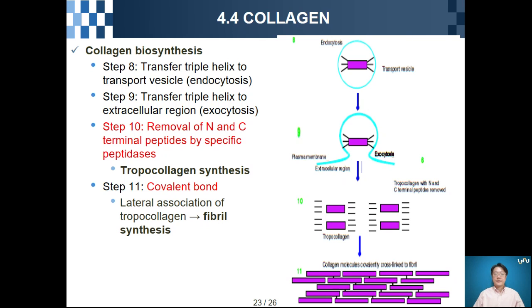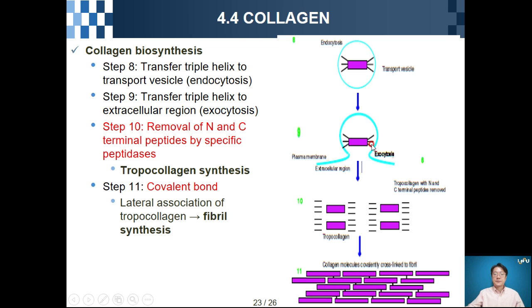So after that, the triple helix was transferred to the transport vehicle. This procedure we call endocytosis. After that transfer, the triple helix can be transferred to the extracellular region. This process we call exocytosis.